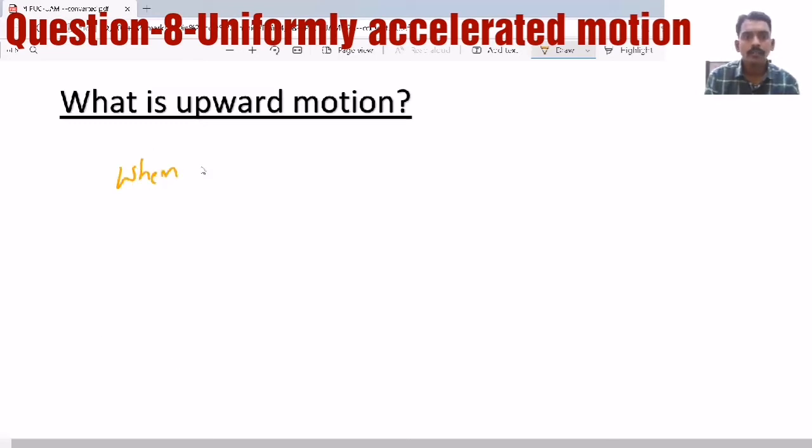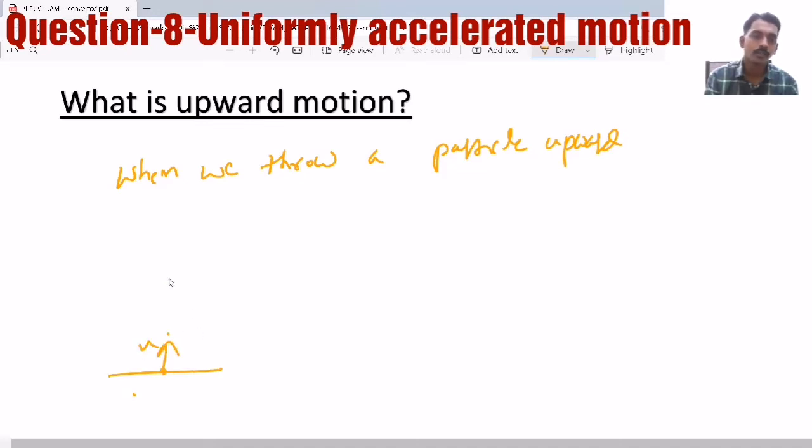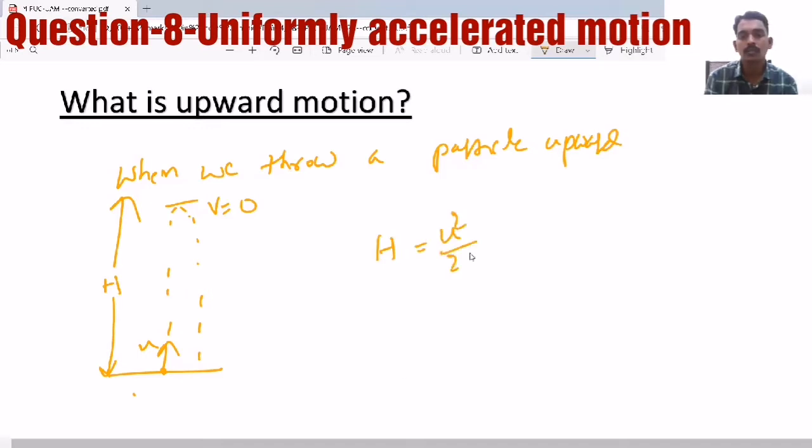Here, when we throw a particle upward from any point, like from the ground, you throw it up with an initial velocity. It will go up and come back. At one moment, its velocity becomes 0. The height reached by the particle at that point is the maximum height, and that formula is u square by 2g. The time of ascending and time of descending are always equal, u by g. So the total time of flight, ascending plus descending, is equal to 2u by g.